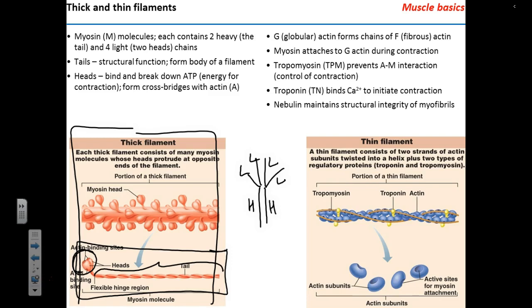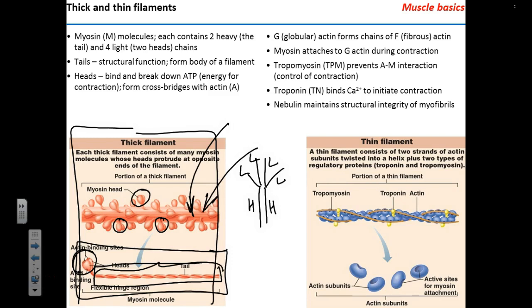So tails of the myosin protein, they actually form the filament. So this rod-shaped structure, can you see that? Looks like a stem. That huge cylindrical structure in the center is composed of the tails. These protrusions are heads of the myosin proteins.